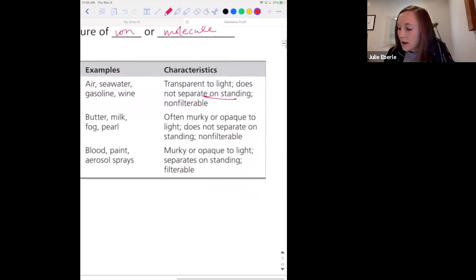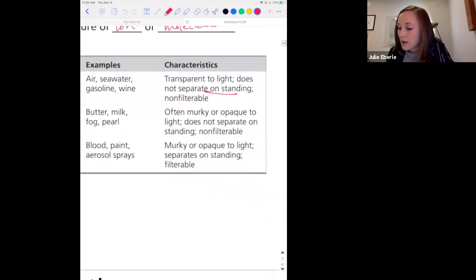Okay. The next one down, the middle one, is the colloids. Often these are murky. They do not separate on standing. So what they're saying with a colloid is, let's say you pour some in a cup and you just leave it sitting there, you're not going to get two separate layers. Something's not going to settle to the bottom.